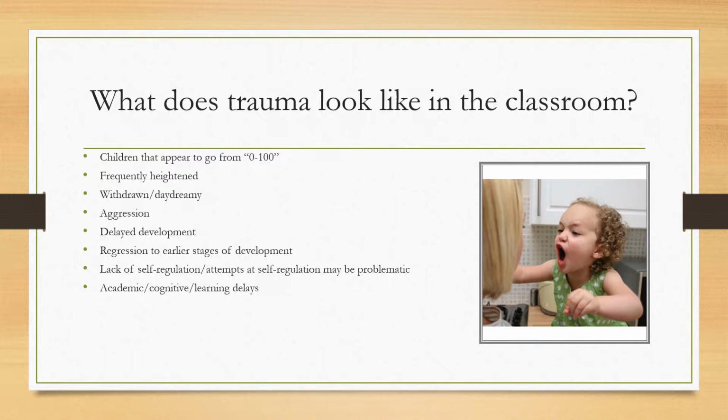You might see academic, cognitive or learning delays. So they're not picking up concepts like the other children. They seem to find real difficulty in grasping numbers, or they can't seem to learn the letters of their name like the other children. That might be enough to trigger some curiosity in you about what's going on for this child. They may have attentional issues.